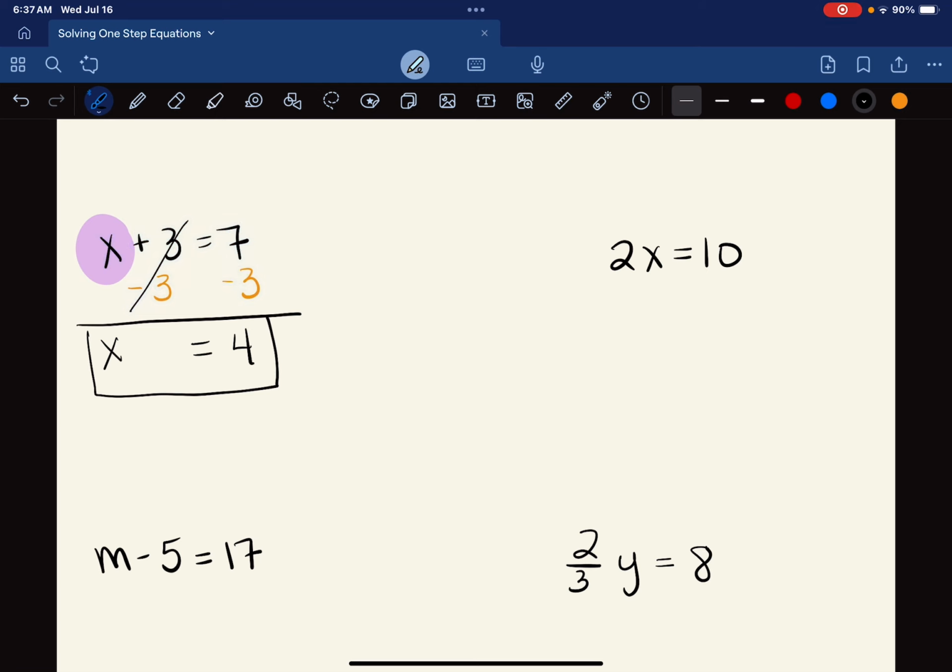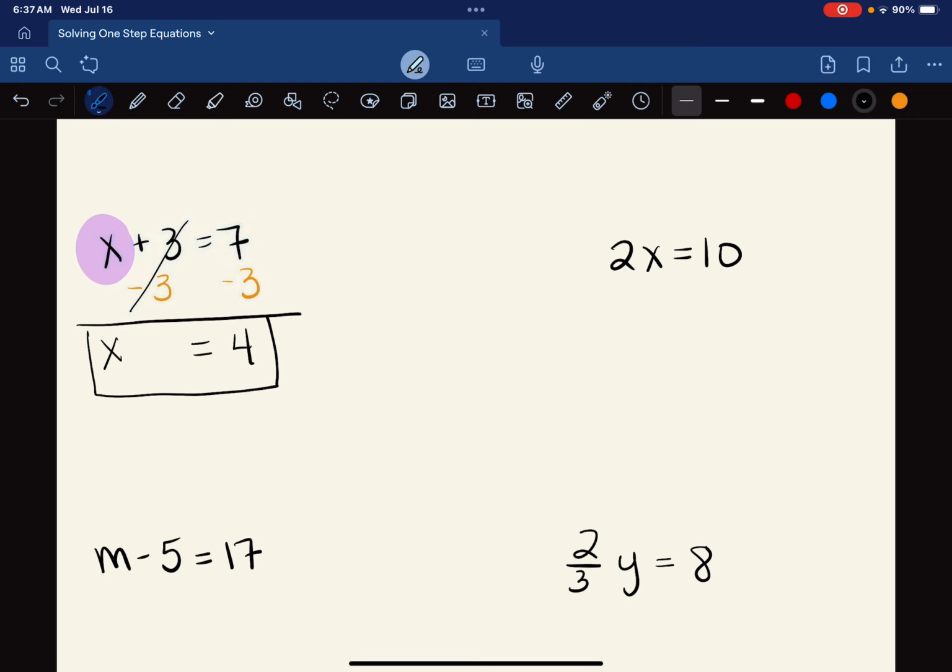It says 2x equals 10. So what I want to know is what math operation is happening with this 2 and the x value. I don't see a mathematical symbol in between them. And hopefully you remember from your pre-algebra that the 2 and the x are being multiplied together. When you see a number and a variable side by side like that, that's multiplication.